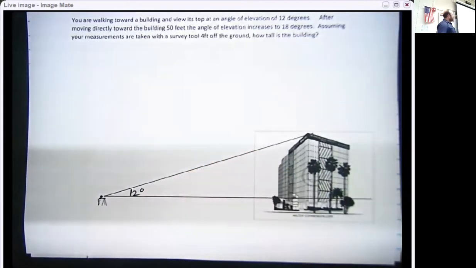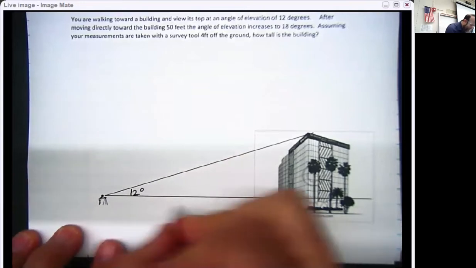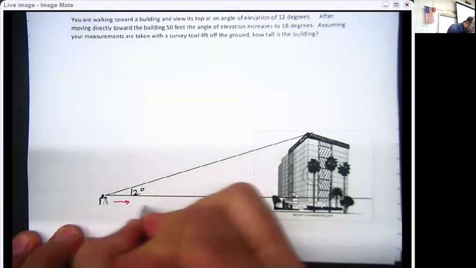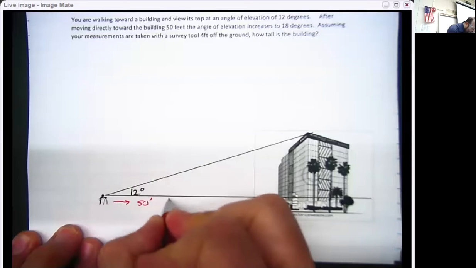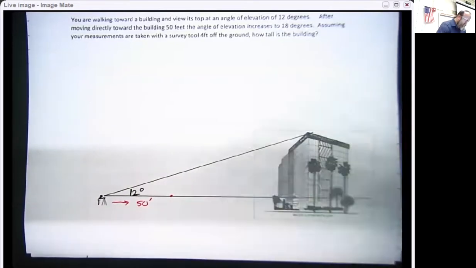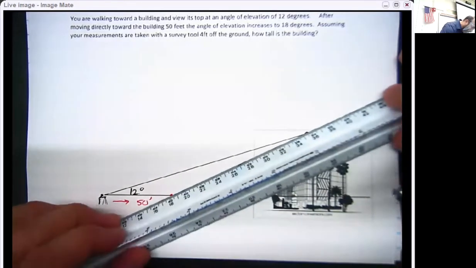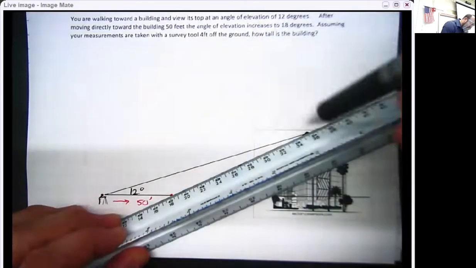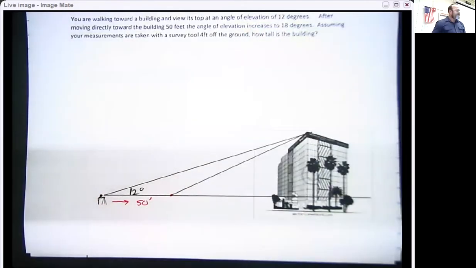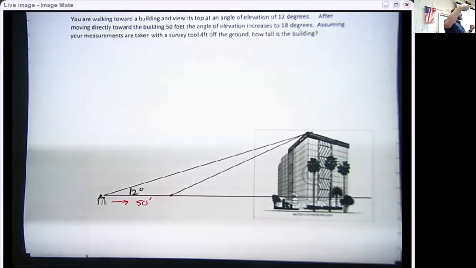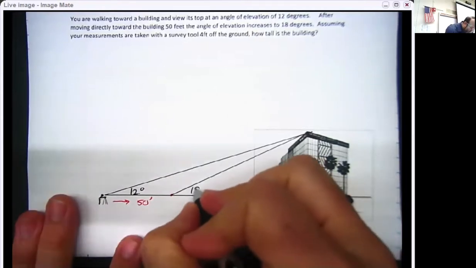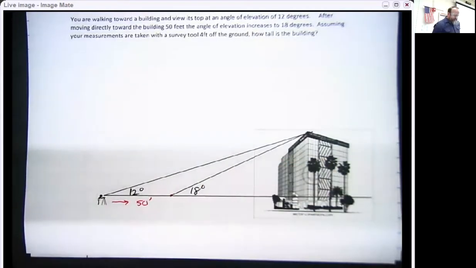Then it says you moved forward 50 feet. By the way, this is no joke. This is a tough problem, so kind of be prepared for this a little bit. So we moved forward 50 feet, and you stopped again, and you remeasured. And what's going to happen to my angle of elevation when I get a little bit closer to the building? It's now what? Bigger or smaller? Definitely bigger. As you get closer, you're going to look up that much more. And it's increased to 18 degrees.